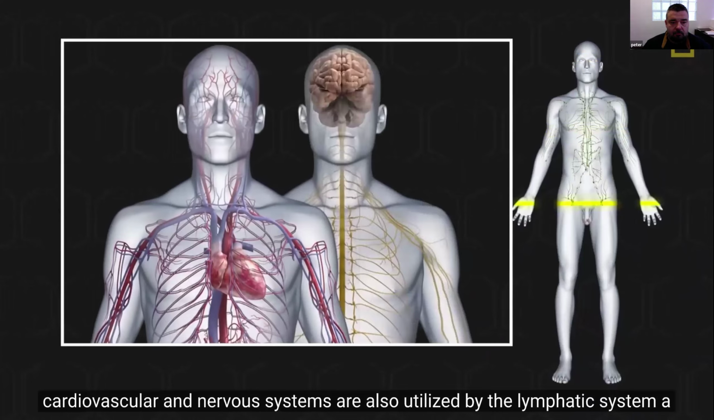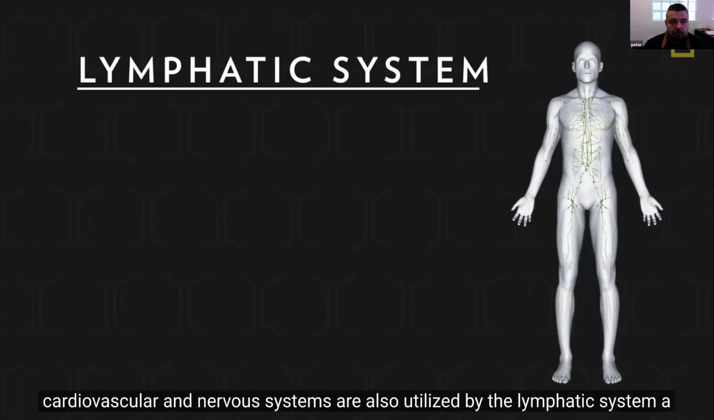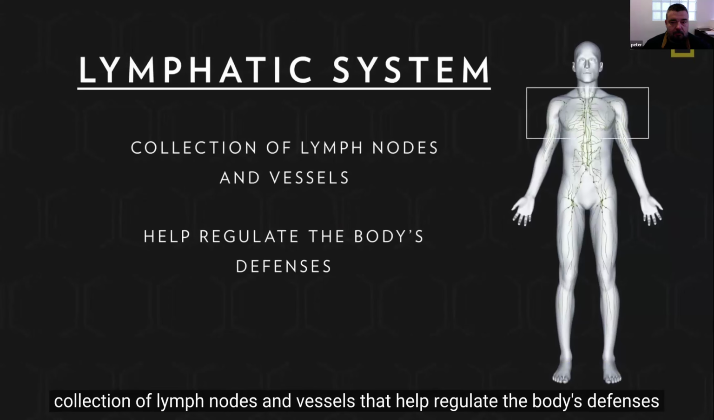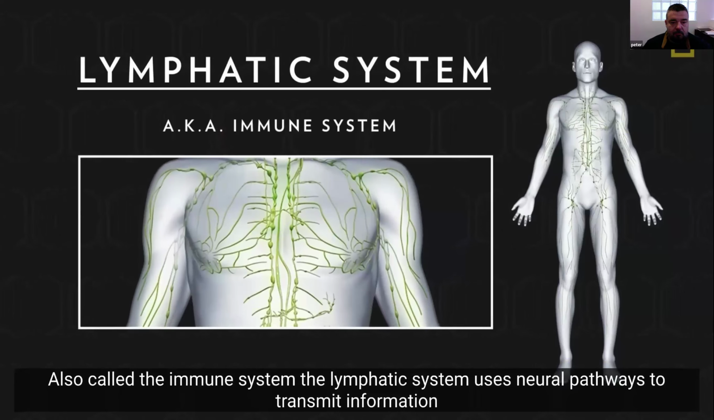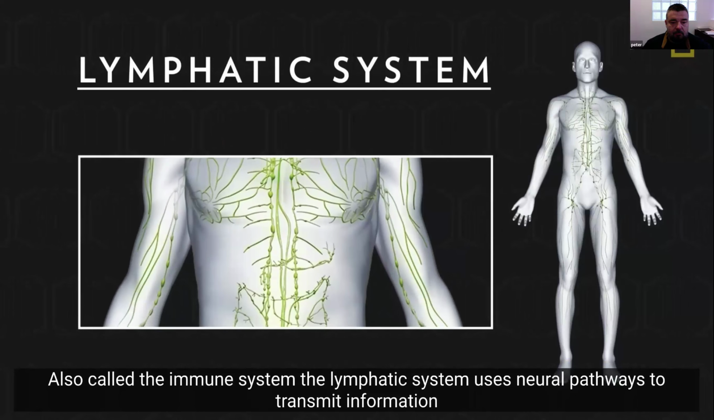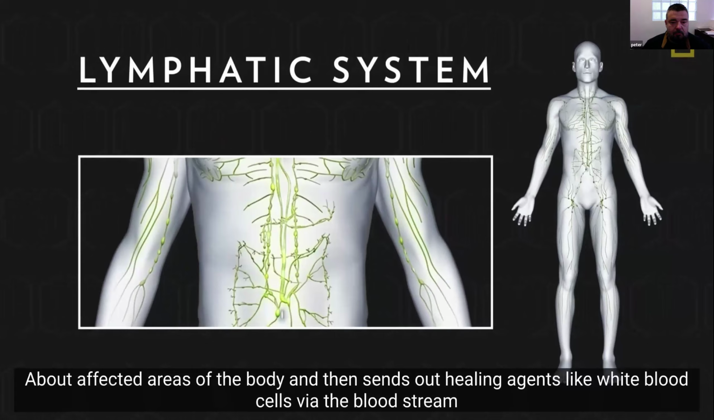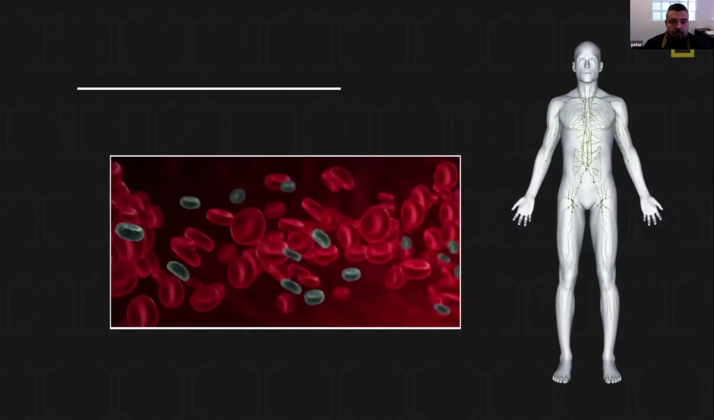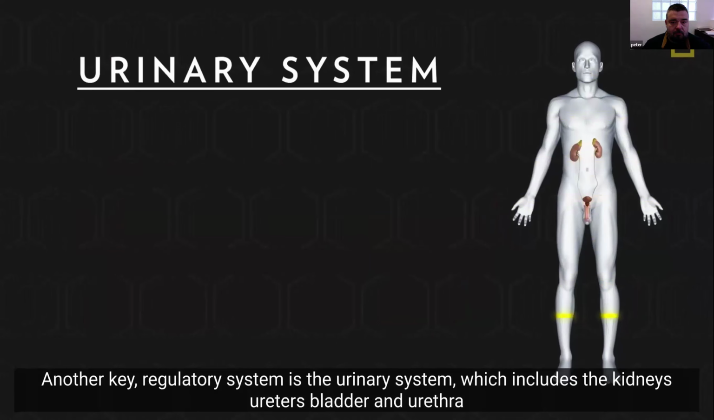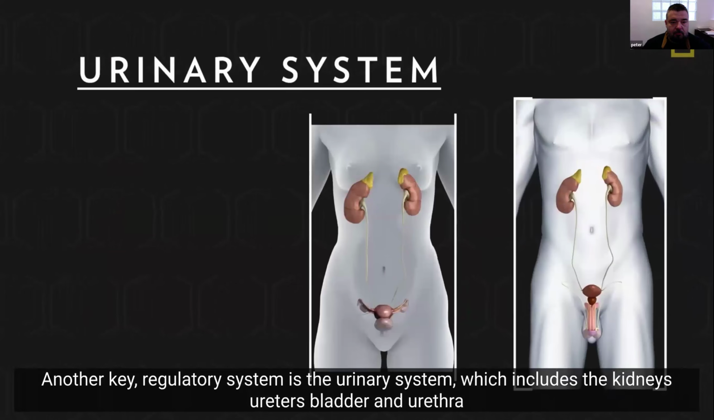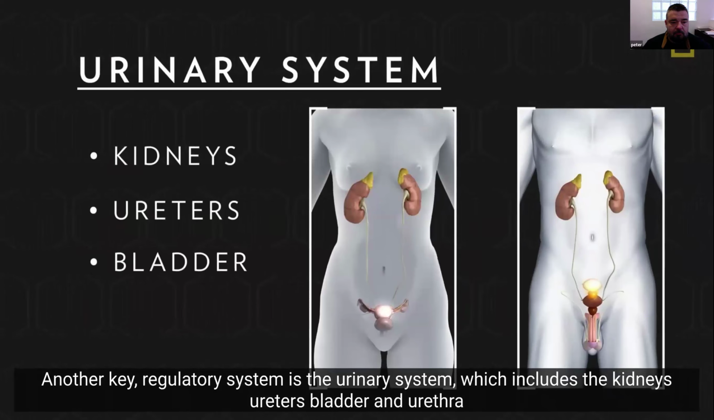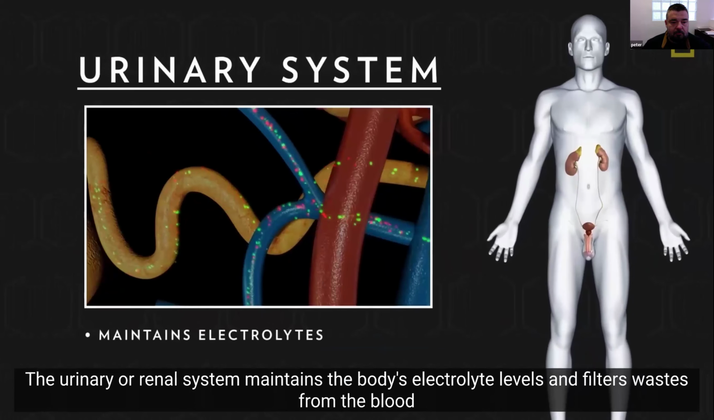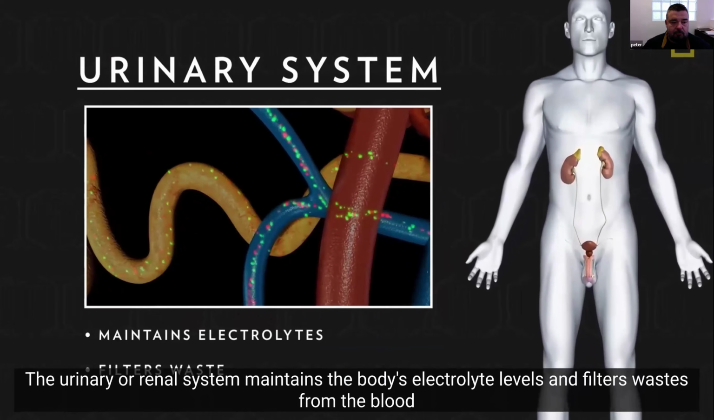The cardiovascular and nervous systems are also utilized by the lymphatic system, a collection of lymph nodes and vessels that help regulate the body's defenses. Also called the immune system, the lymphatic system uses neural pathways to transmit information about affected areas of the body and then sends out healing agents like white blood cells via the bloodstream. Another key regulatory system is the urinary system, which includes the kidneys, ureters, bladder, and urethra. The urinary or renal system maintains the body's electrolyte levels and filters waste from the blood.